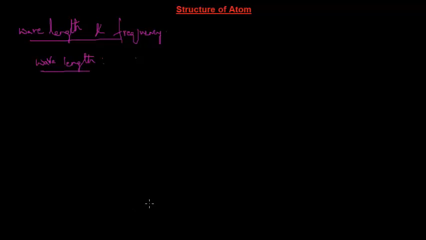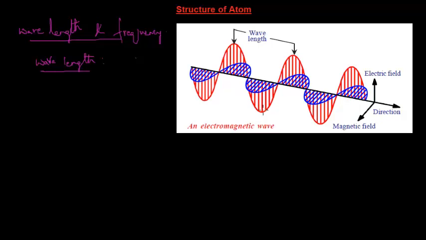Now, let us draw a diagram, or let us take the electromagnetic wave and understand it. It is the distance from one peak to the next peak. So, this length is called wavelength and is denoted by the letter lambda. Since it is length, it is measured in units of length, that is centimeters, angstroms, meters, etc. But since it is very small, we generally measure it in terms of Angstroms.